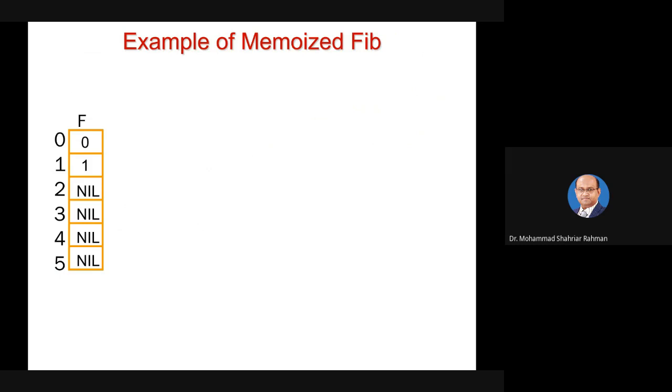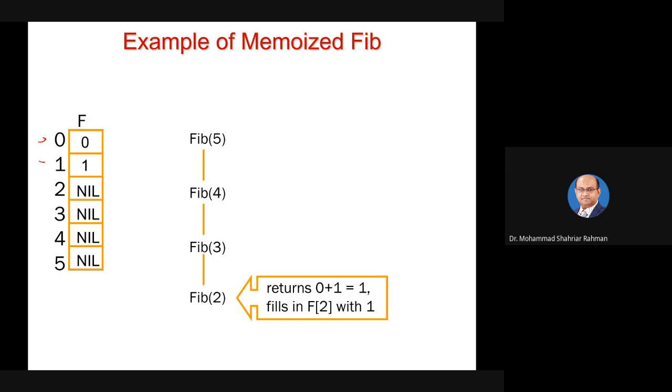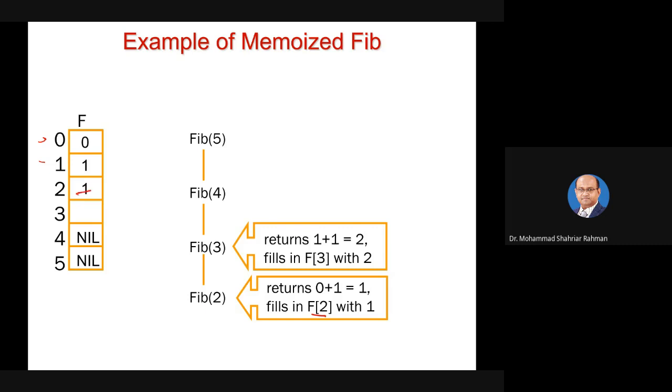So, an example of a memoized fib. We have a table here. At first we have f0, f1, straightforward, right? For the first two values. So fib 5, we need fib 4. Fib 4 needs fib 3, fib 3 needs fib 2. And for fib 2, now we are getting the values. So it returns 0, 1, 0 plus 1, 1, and fills in f2 with 1. Okay, f2 was nil, becomes 1 now. Then we go one step up.